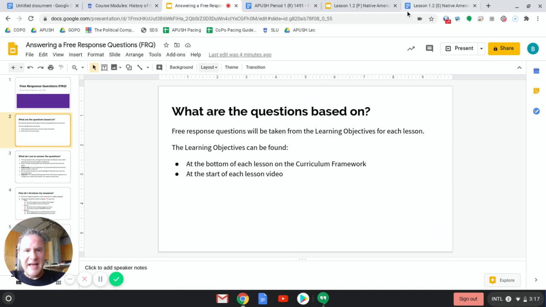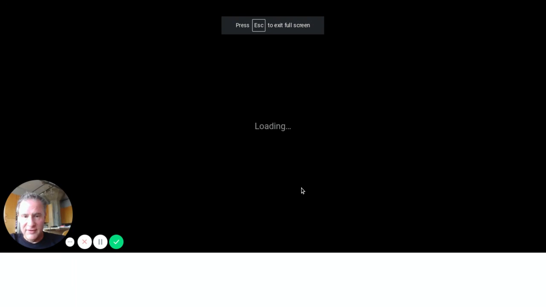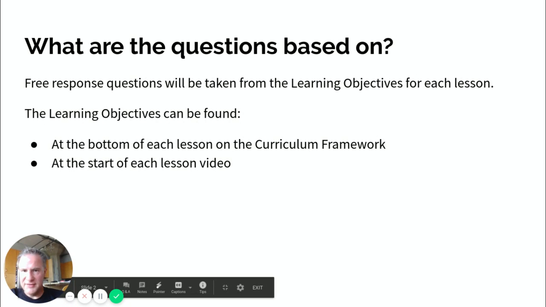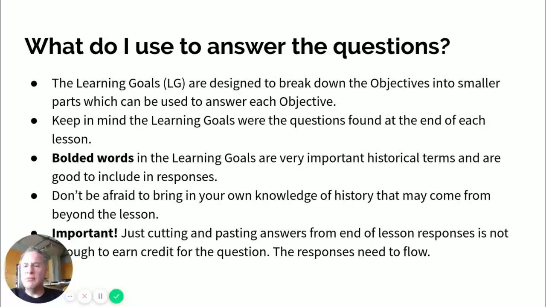So let's take a look at structuring our responses. Once we open up the assessment and we see which objectives we're being asked to write on, how do I write those? We're going to use our learning goals, and we're going to read through and make sure we understand the things that this objective talks about. Any bolded words in those learning goals are good to include in your free response answer because those are significant historical terms. And if you know something about this objective, this historical time period, feel free to bring in your own information.